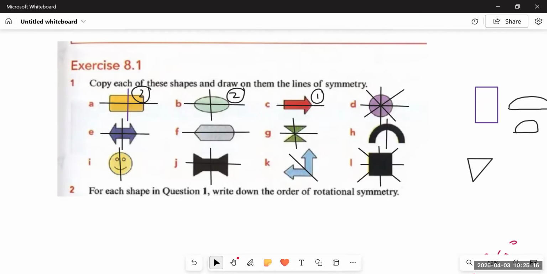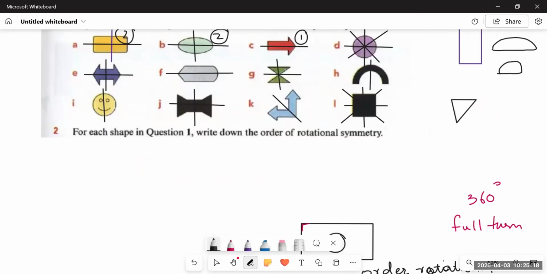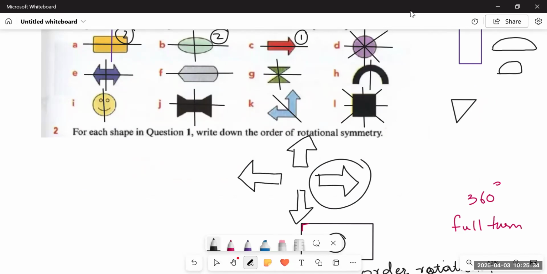Why? Let me show you. If we talk about this arrow, at first it will look like this. Then when we rotate it 90 degrees, it will look like this. Then it will look like this, and then it will look like this. And only at the end will it look the same as it was in the first figure, right? So it has only order 1 rotational symmetry.